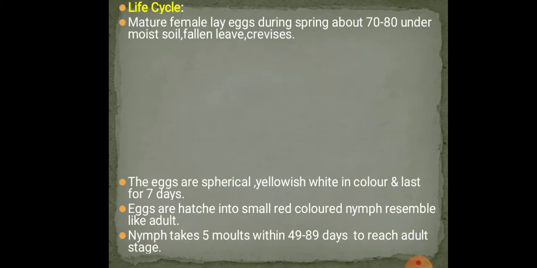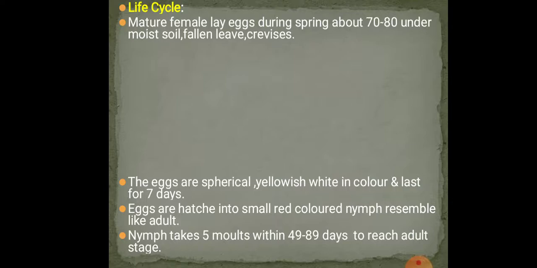Then their life cycle. It shows the hemimetabolous type of development, meaning incomplete development. In their life cycle, 3 stages are included: egg, nymph and adult. And in the nymph, 5 instars are included.